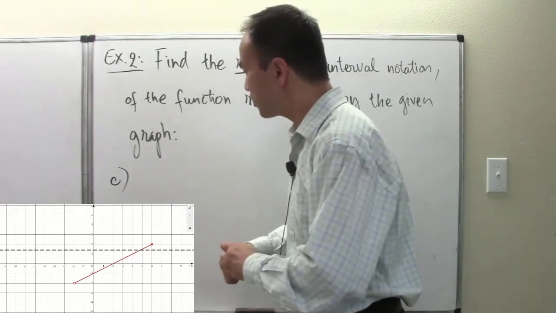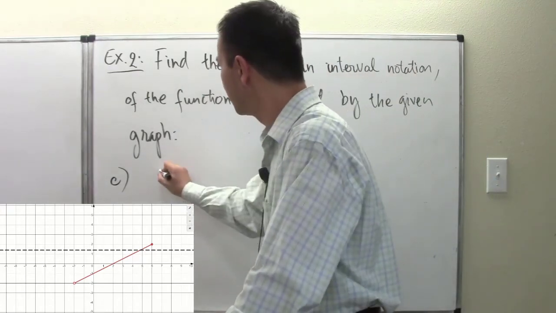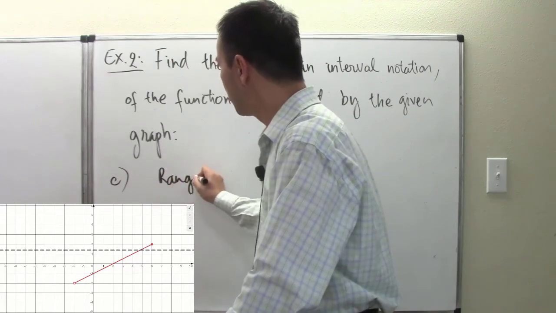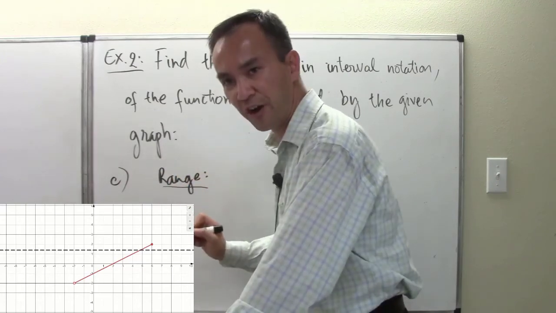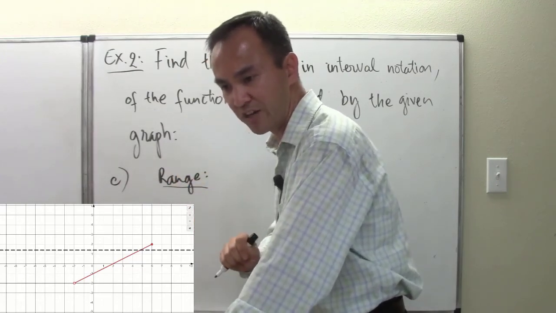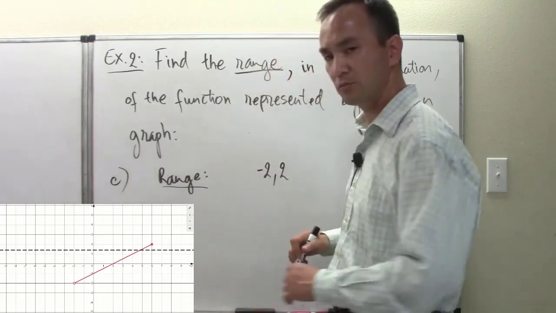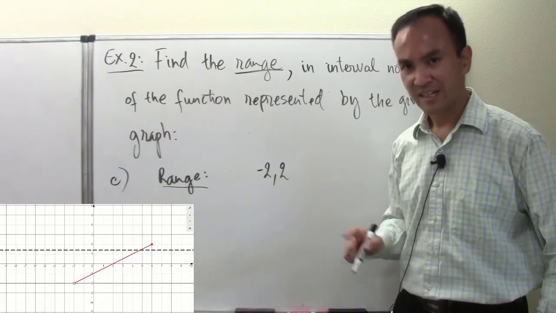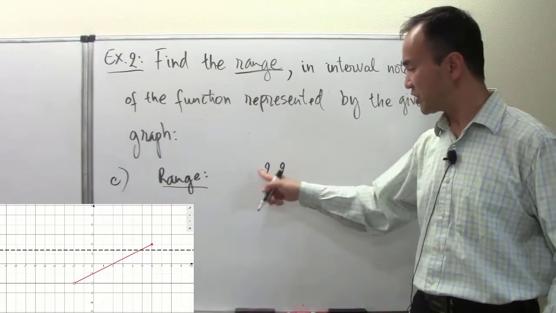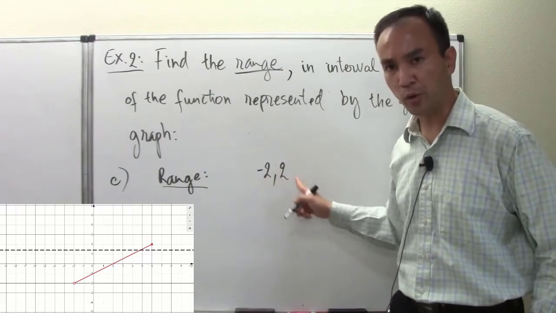The range for this particular function, given as a graph right here, has to be anywhere between -2 and 2. Quite clear. Okay, and now let's see which end can be included or not.